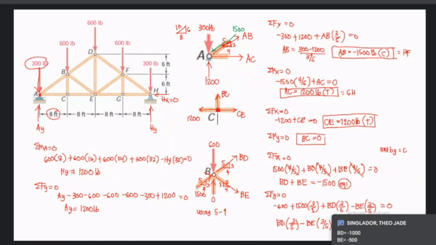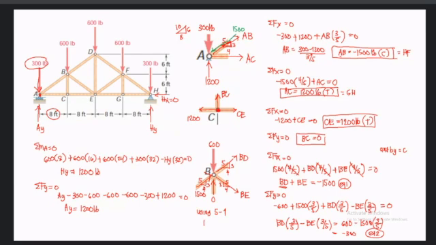Okay, the first one is your first variable. So BD is negative 1,000, meaning it is a compression member. And BE is also negative 500, so that's still compression. Okay, joint B is done. So we can now proceed with joint D, and then we can check with joint E.